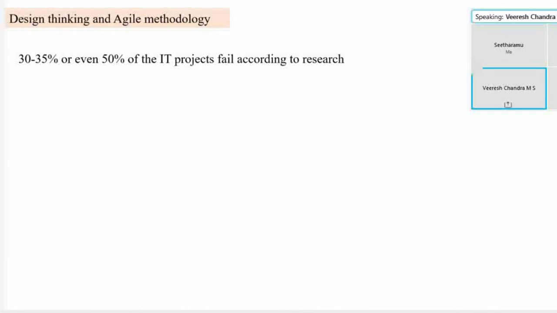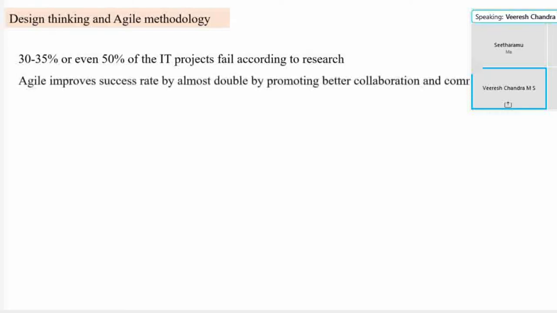Whenever we do a survey, you can do the survey in Google itself, how many IT projects fail per year, per month, per week, you can see. According to the research, it is clearly seen that 30 to 35% or even 50% of the IT projects fail. The reason? What is the major reason? The major reason here is there is no collaboration between the teams and there is no communication.